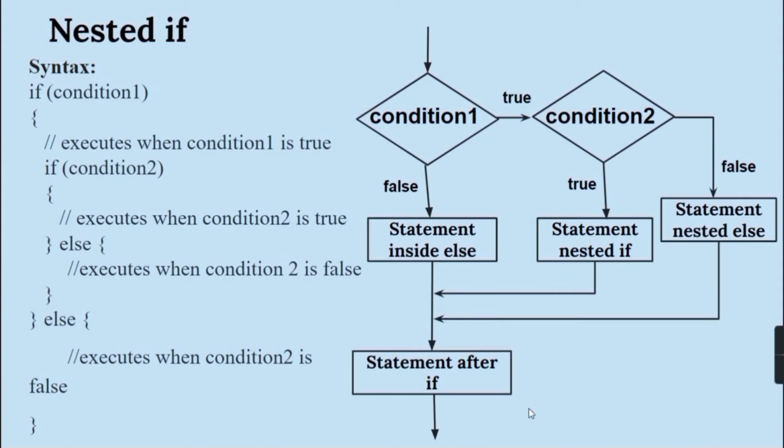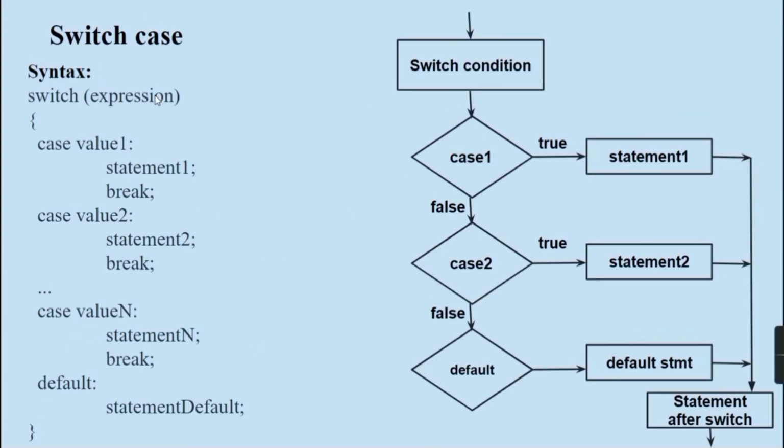Nested if is an if block inside one more if block. It enters the inside if block only if the outer if block is true. You can have a specific else for the inner if block and for the outer if block. Switch case accepts an expression and case values, and you can write n number of cases. The default case is optional. A break statement for each case is important.